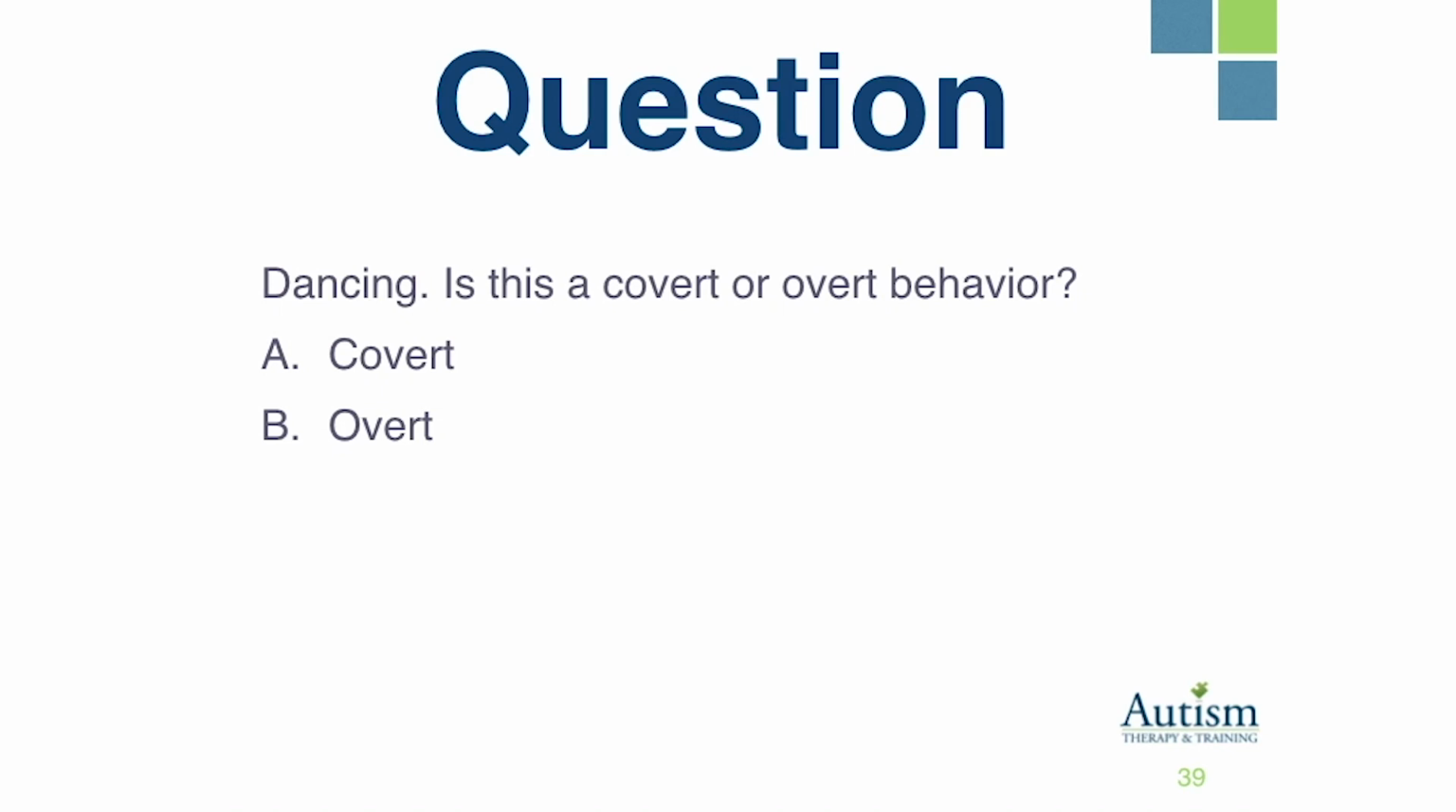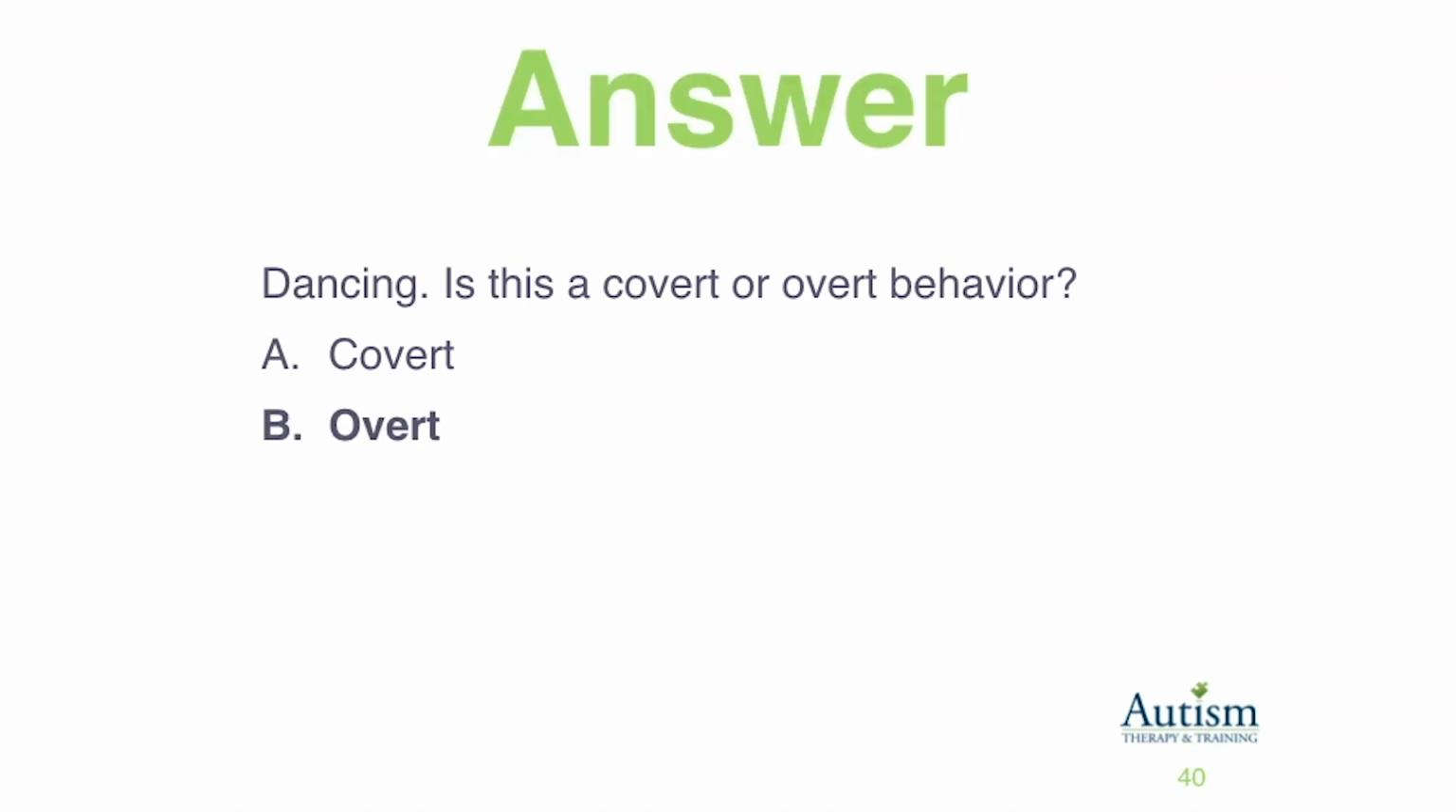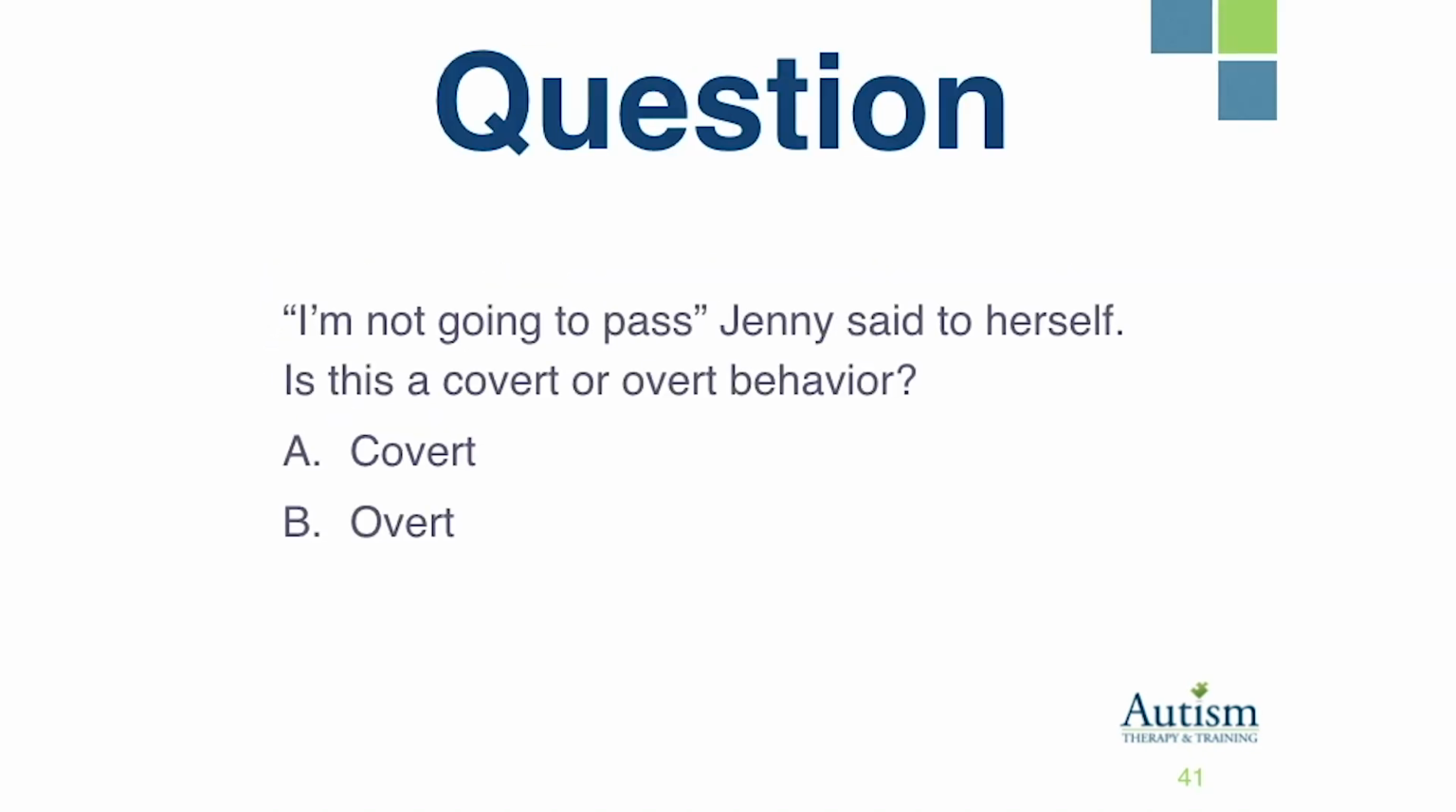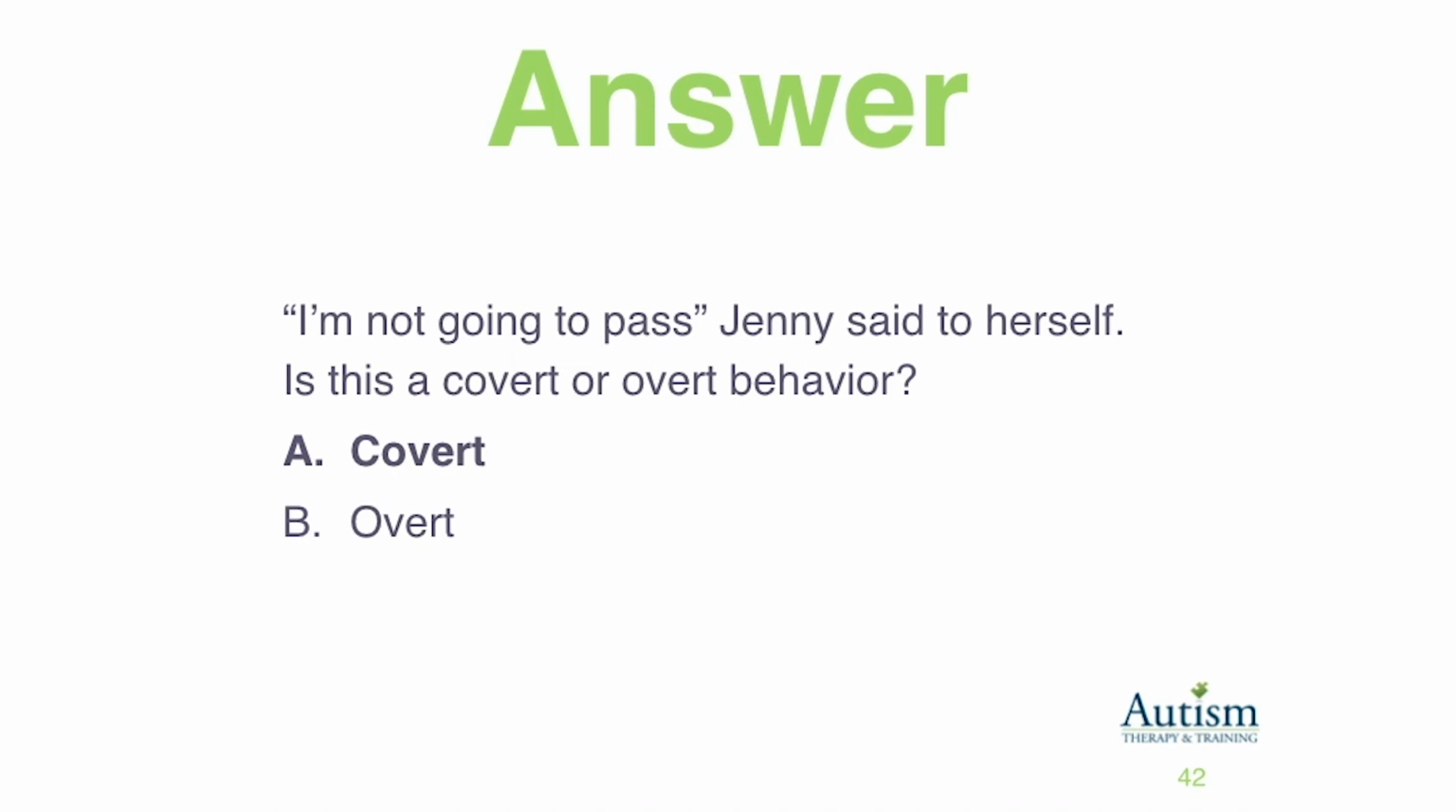Dancing. Is this a covert or overt behavior? A, covert, or B, overt. And the correct response is B, overt. Well done. "I'm not going to pass," Jenny said to herself. Is this a covert or overt behavior? A, covert, or B, overt. And the correct response is A, covert.